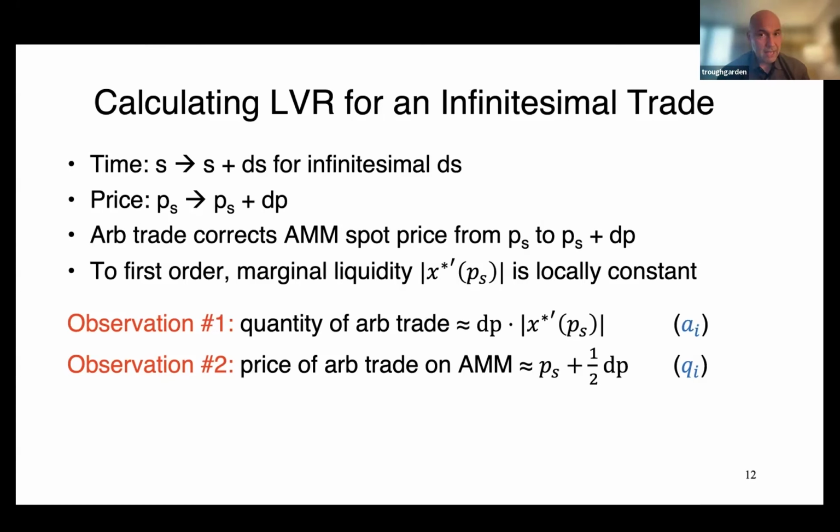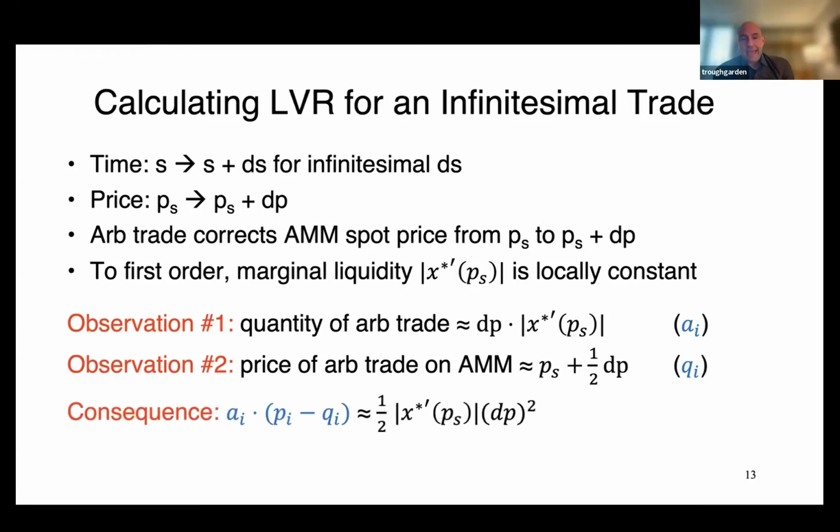So now we understand what's the analog of AI and PI and QI from our blue formula. AI is the price change times the local marginal liquidity. PI is just the new price, or PS plus DP. And then QI is the midpoint between the new and the old price. And so the lever, AI times PI minus QI, what's that going to be? That's going to be the quantity DP times marginal liquidity, times the difference between the open market price, PS plus DP, and the AMM price, PS plus 1/2 DP. So that difference is going to be 1/2 DP, so that picks up our second factor of DP, plus that's where we pick up the 1/2.